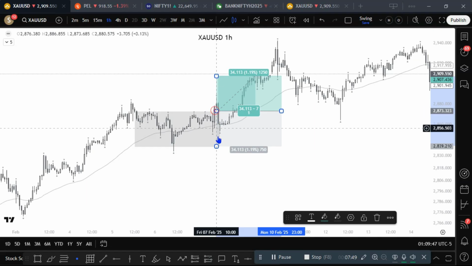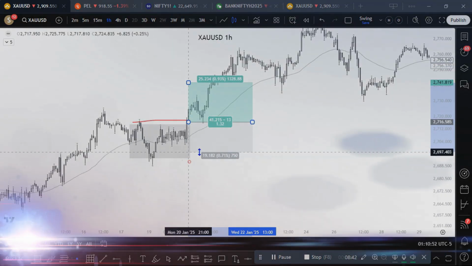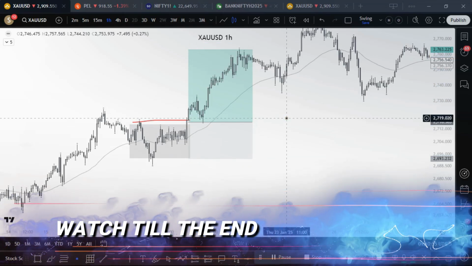Please set your long entry above the box, stop below the box, target 1:2. Easy. Set your entry, stop below the box, target 1:2. Easy. Alright, let's see some more.